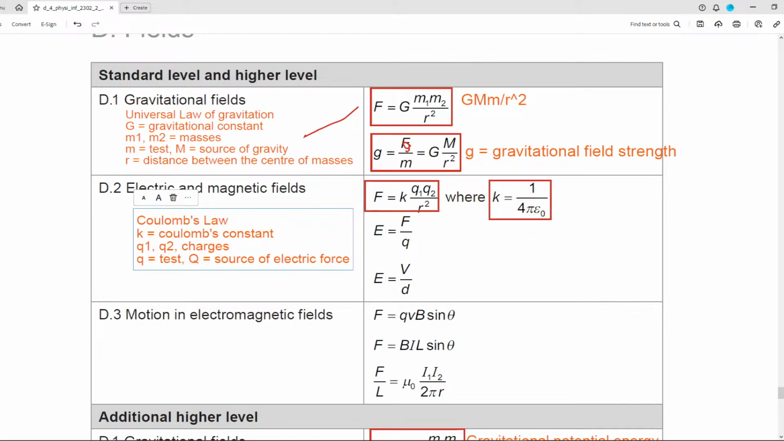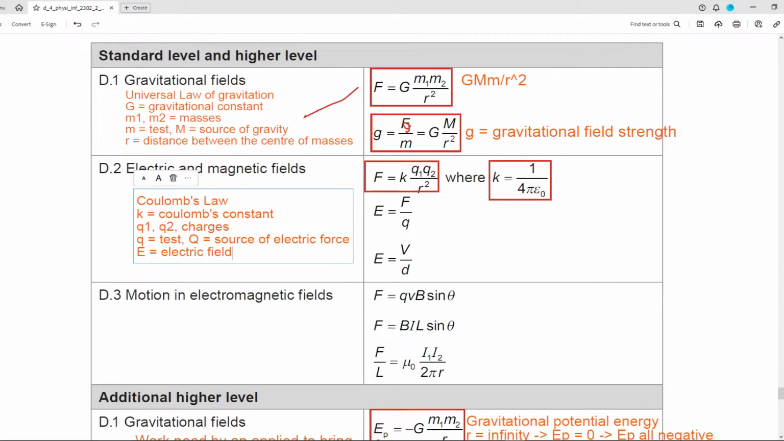Now, you will notice something quite interesting here. Of course, I have electric field still. So E is electric field. I'm not reformatting it like gravity because they're very similar. However, I introduce electric field and potential difference right away.